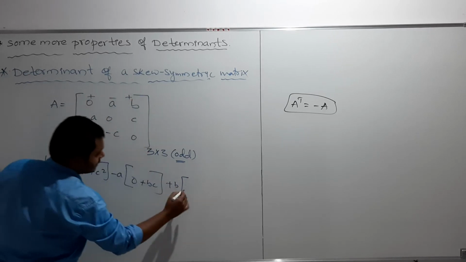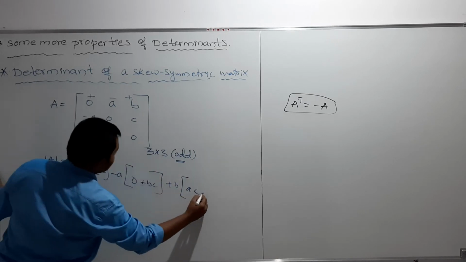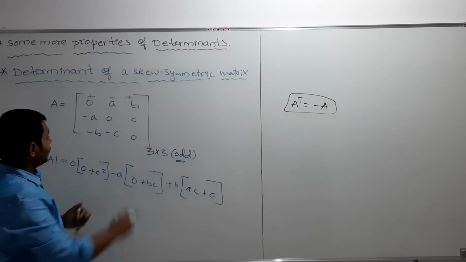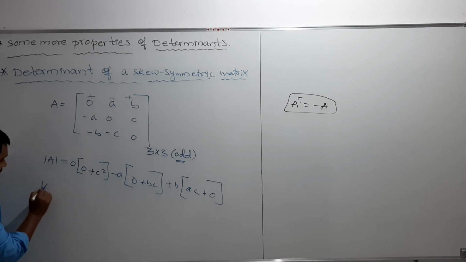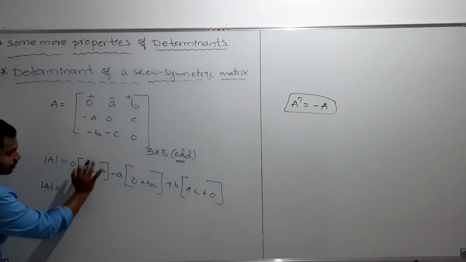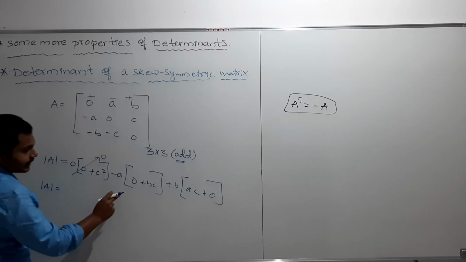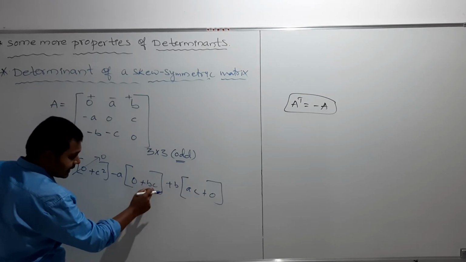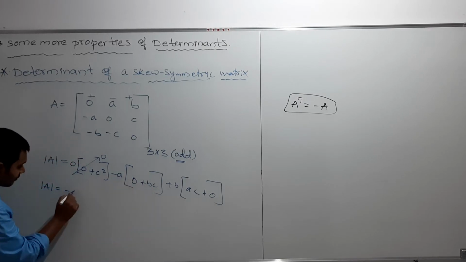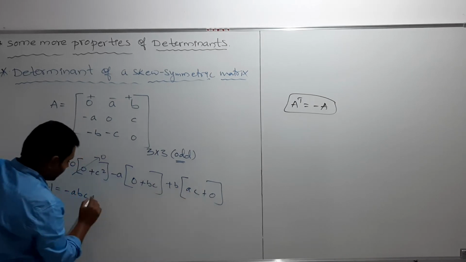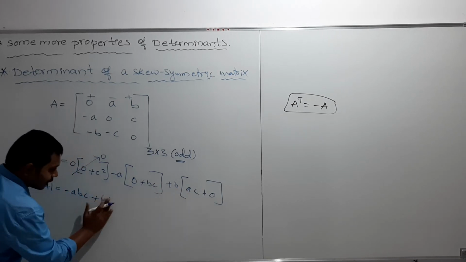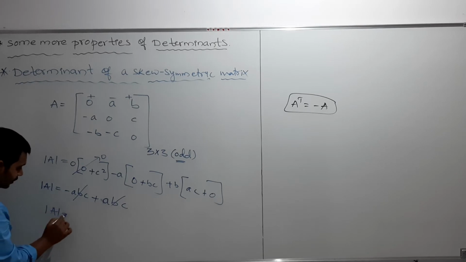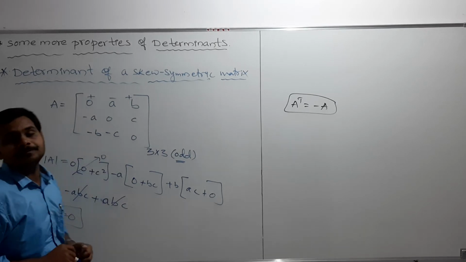Minus plus ac. Next minus b into 0 is 0. Now my dear students, simplify this further. Determinant of A is equals to 0 into anything is 0, and here also 0, plus bc is bc, plus bc into minus is minus abc. Next plus b into ac is bac, or you can write it as abc. So this abc gets cancelled, therefore determinant of A is equals to 0.